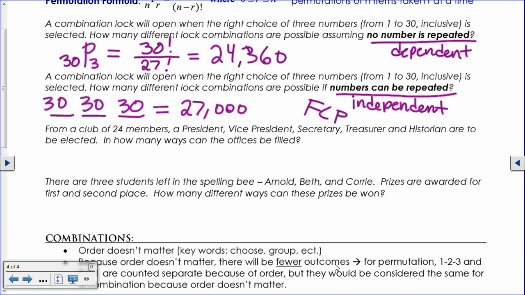Right? But if they are dependent, that means that your options go down. As you choose one thing, then you have a restriction on the next options. It goes down. That's when you use a permutation. So I put these next to each other so you guys can see the difference. Okay? Alright, what about this one?